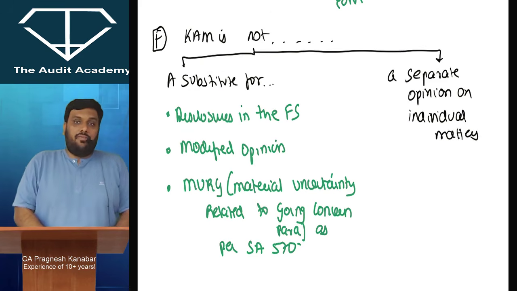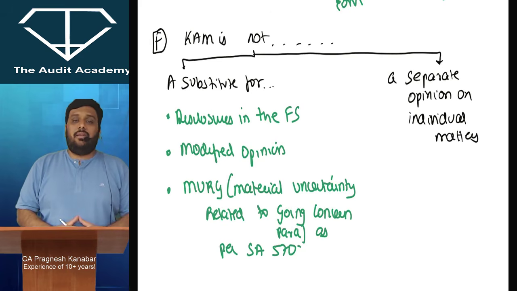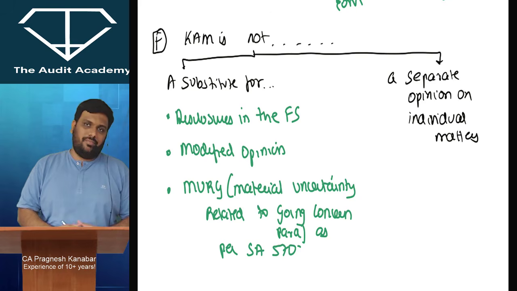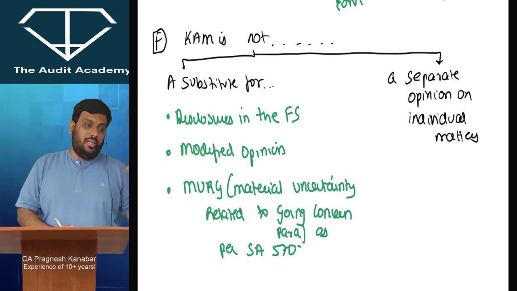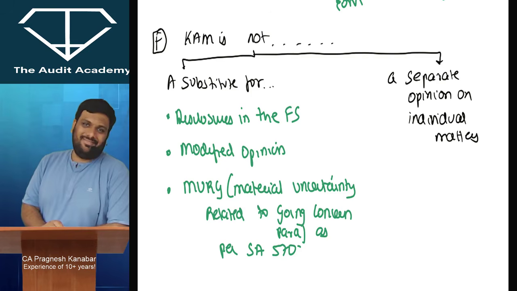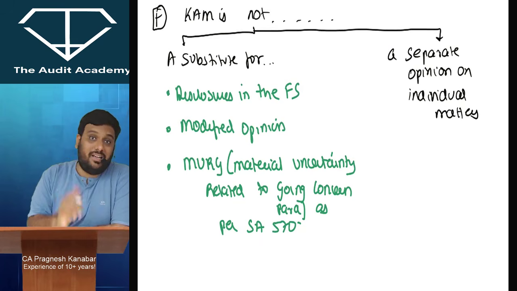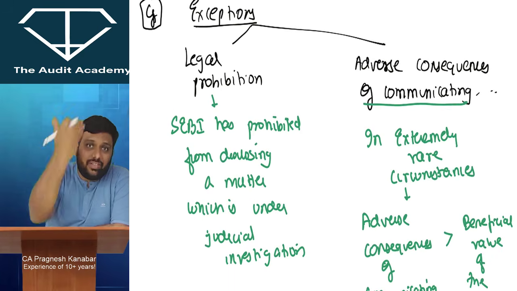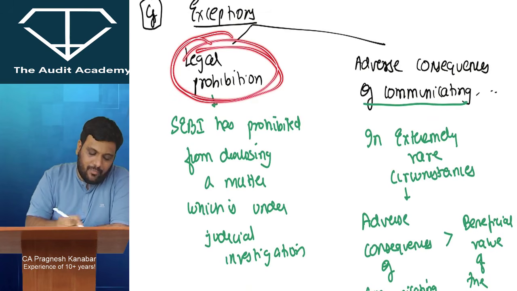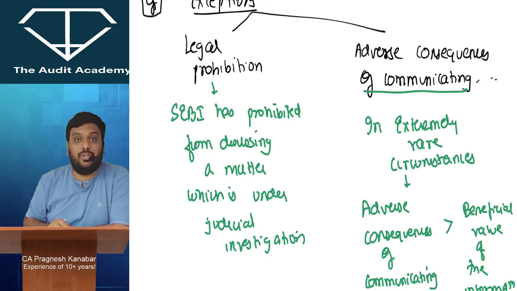Now listen to me very carefully. Let us say you are conducting audit of a listed entity, and there is some judicial investigation by SEBI officers, and SEBI has given you a written order that till the time this judicial investigation is completed, no one will talk about this in the public domain. That means there is a legal restriction. Even though you feel that it is a key audit matter, can you write it? No, sir. So, come on, students, naturally we understand that there is one exception, that is legal prohibition. And I've written this also. For example, SEBI has prohibited disclosing a matter which is under judicial investigation.